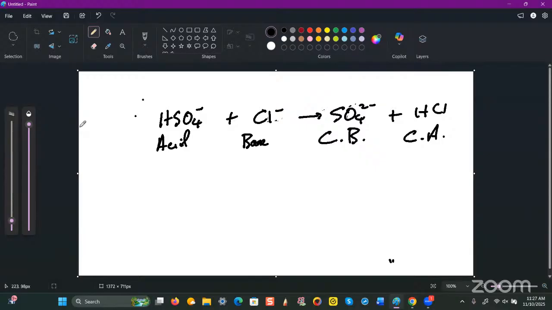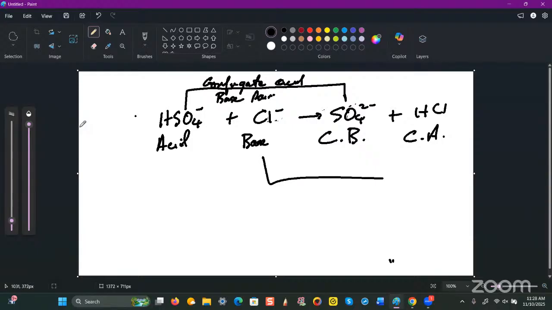This pair here is a conjugate acid base pair. And the other conjugate acid base pair is right here between the chloride and the hydrochloric acid. So this is another conjugate acid base pair. All right, so that's how that is done.